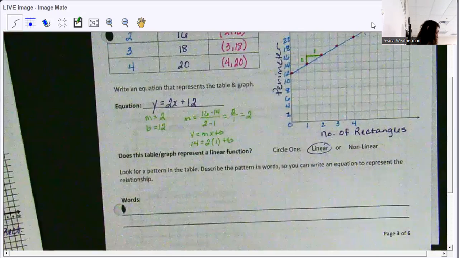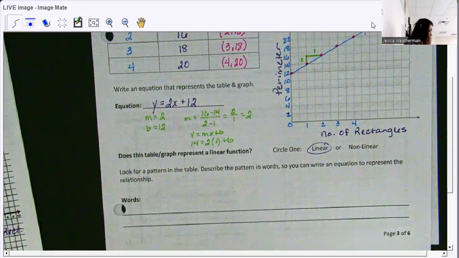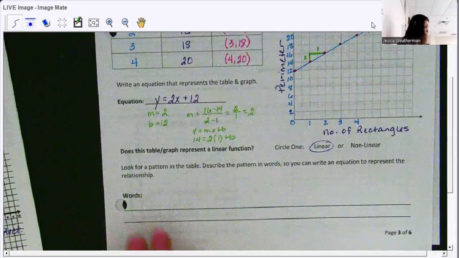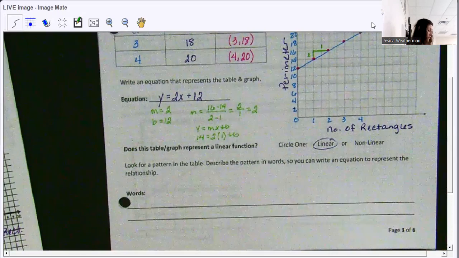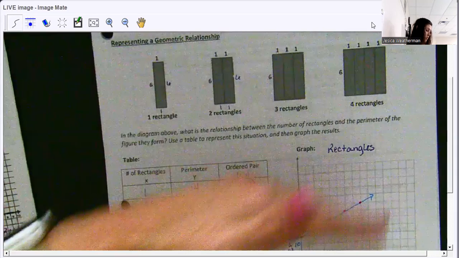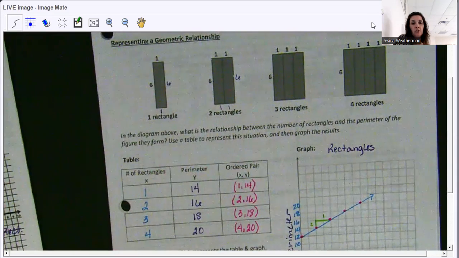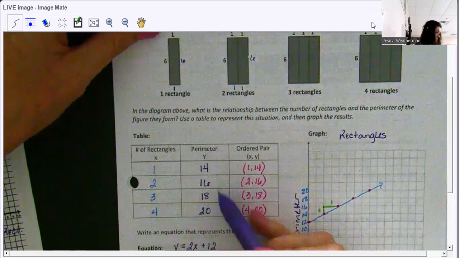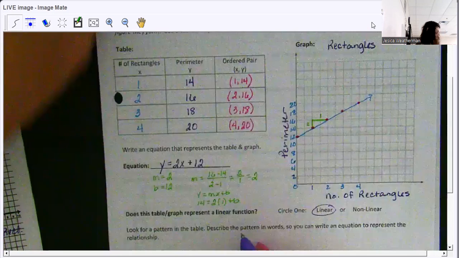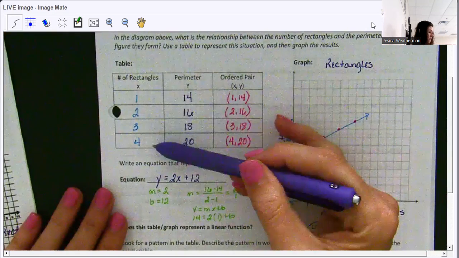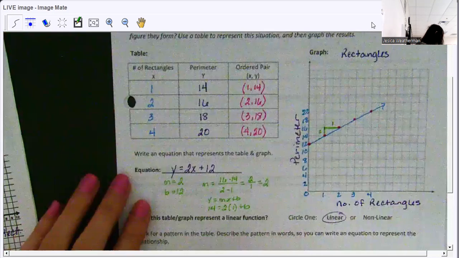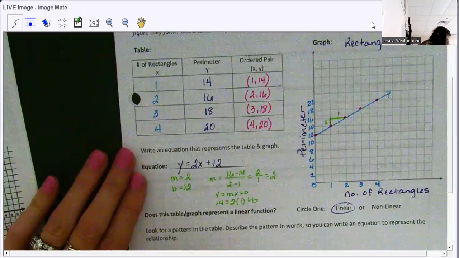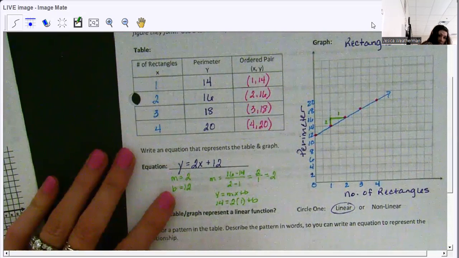So let's look for a pattern in the table and describe the pattern in words so you can write an equation to represent the relationship. Well, we've already written the equation, so now we're just going to write what's going on with our image, our table, our graph, and our equation. And we're going to apply it to the situation of the rectangle and the perimeter, okay? So what is happening each time that we add a rectangle to the image? You will notice that every time we add a rectangle, the perimeter increases by 2. So that's what we're going to write. As you add, oops, can't see it.